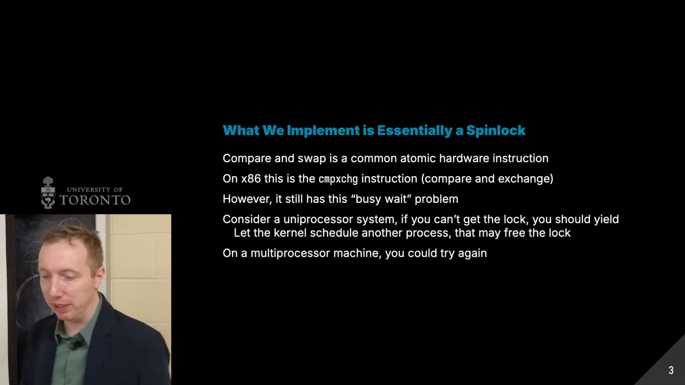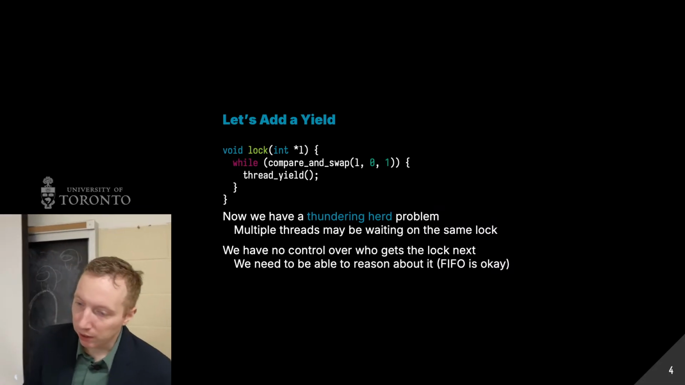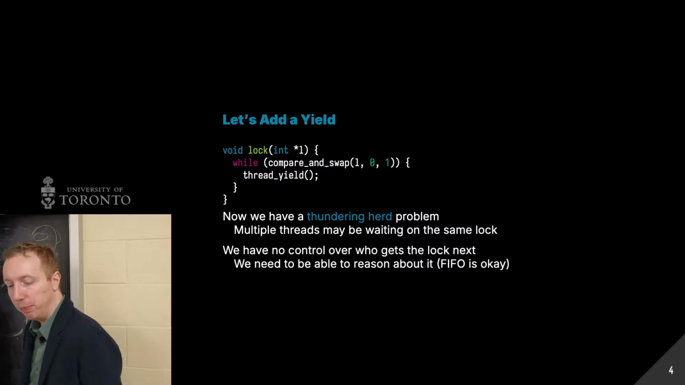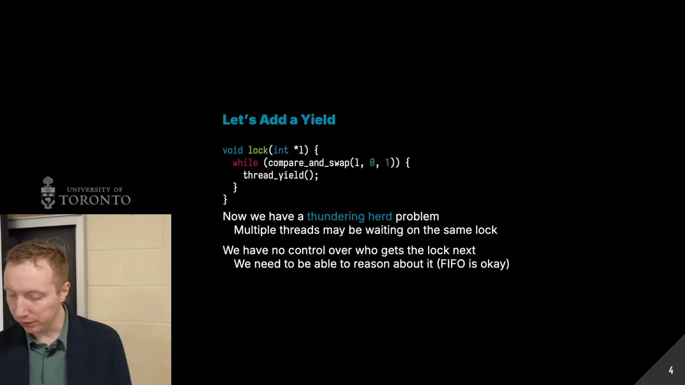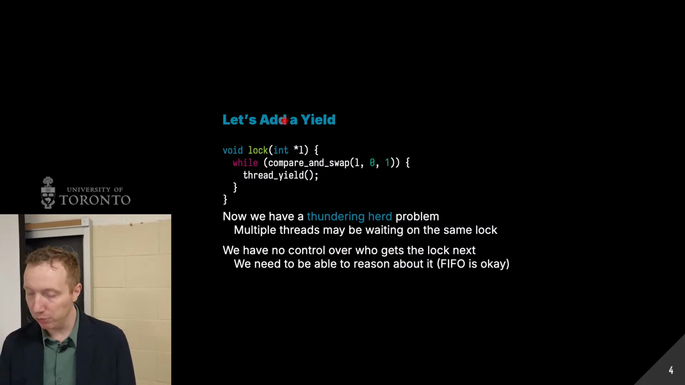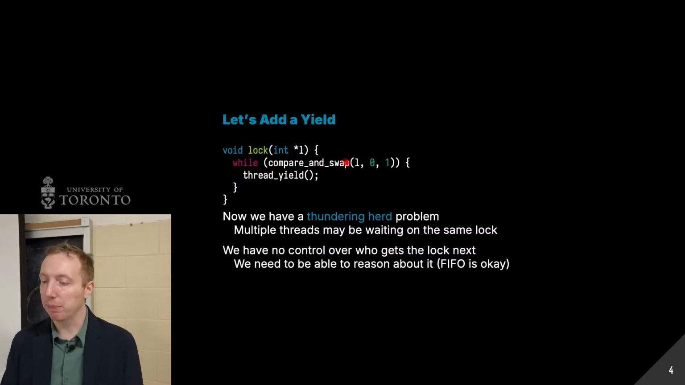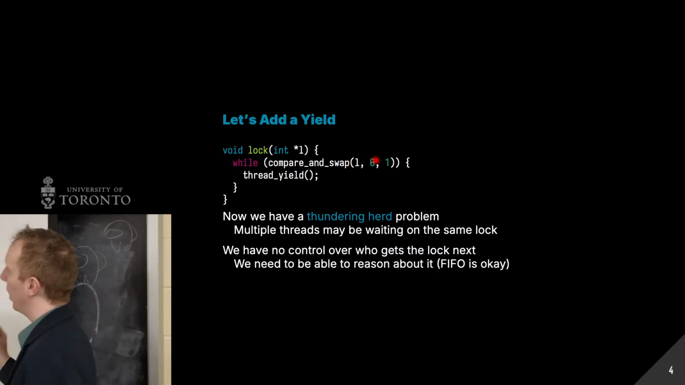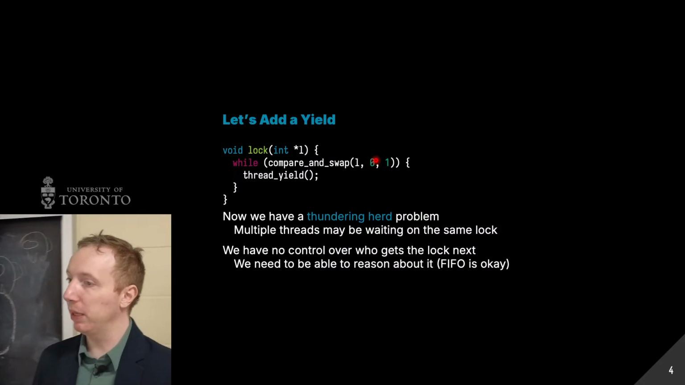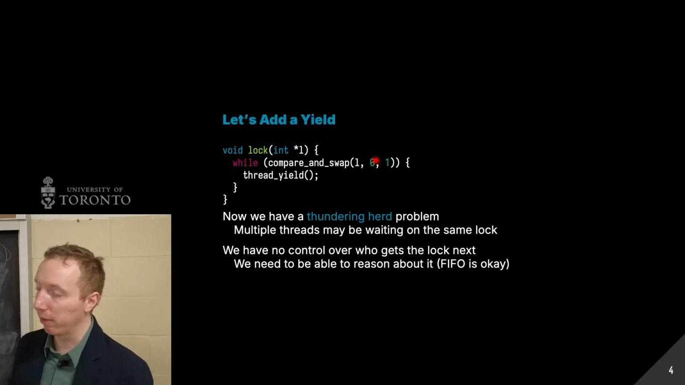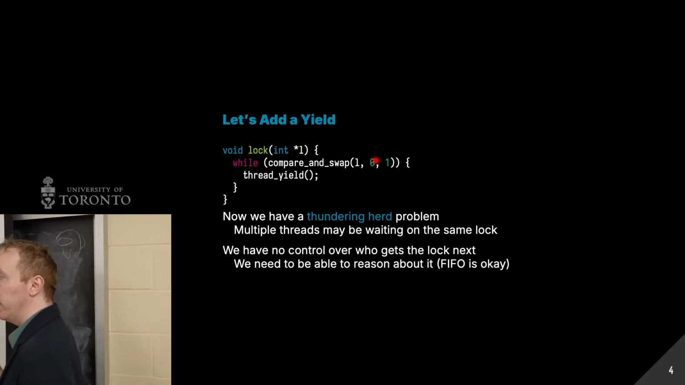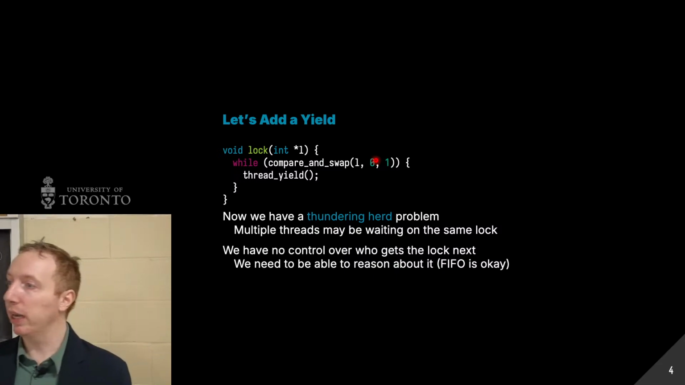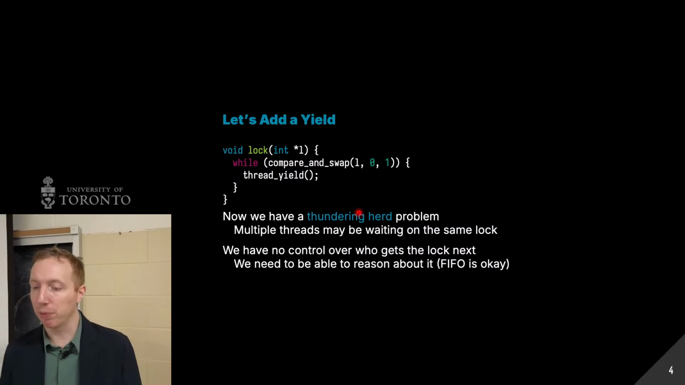Now it just kind of depends. So if I wanted to improve my lock a little bit, I could just simply add a yield. In the body of the loop, I would do while compare and swap, and if it returns 1, which means some other thread has that lock, I can just call thread yield, I can give up my CPU time. But this actually introduces another problem that is related to fairness. We have a problem called a thundering herd problem.